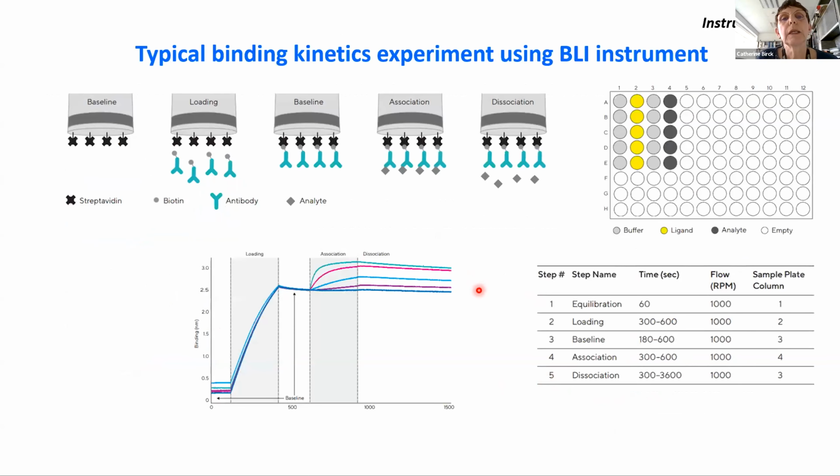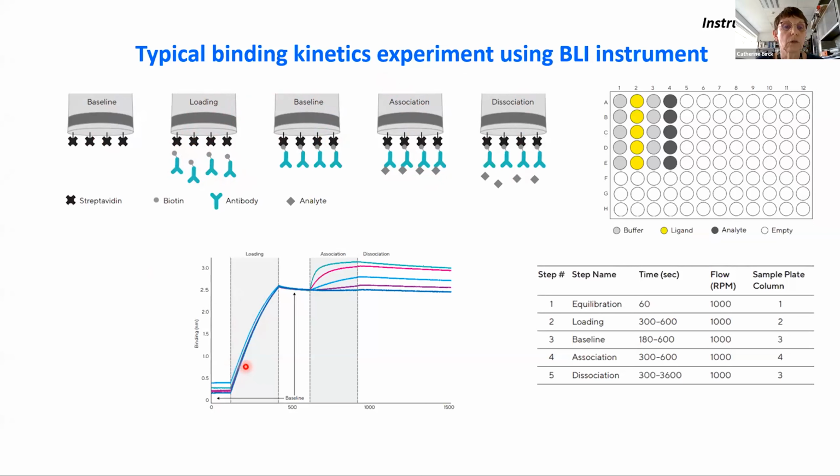So this is a typical binding kinetic experiment using a BLI instrument. First, you will dip your biosensor, here a streptavidin biosensor, in buffer to get a baseline. Then you will load the biosensor in the solution with the first partner that will be attached to the biosensor. Here, it's a Strep-tag protein. Then you will make another baseline. And then you will dip the biosensor in the solution of the second partner to measure the association, and then in buffer to measure the dissociation.